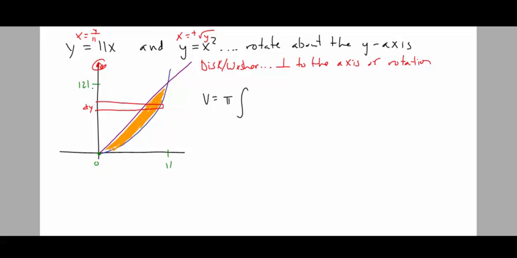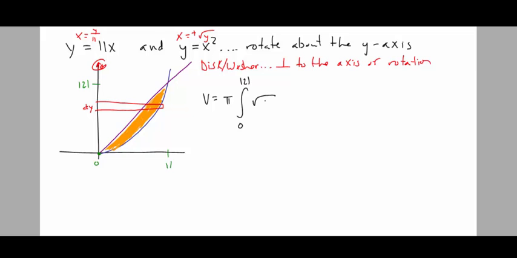Now if you notice on our y-axis, the dy's, the rectangles will go from 0 to 121. Okay, so again, my dy's, I have to think in terms of y's now. And I need to think about my outer radius minus my inner radius. Now in this case, the outer radius is the curve x squared, but now instead of x squared, I have to have it in terms of y.